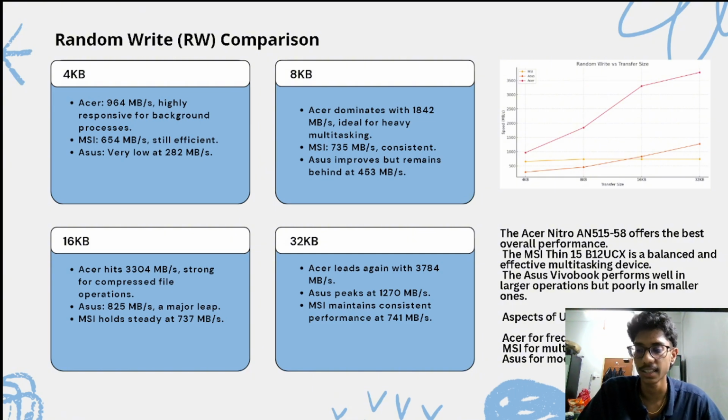In conclusion, we can say that the Acer Nitro clearly delivered the best all-round performance, especially at higher data loads, which is perfect for power users, while MSI had the most consistent performance across all metrics, which is ideal for multitaskers and everyday users. Asus struggled with smaller data operations but improved significantly with larger transfers, so we can say it is a decent option for casual or budget users.